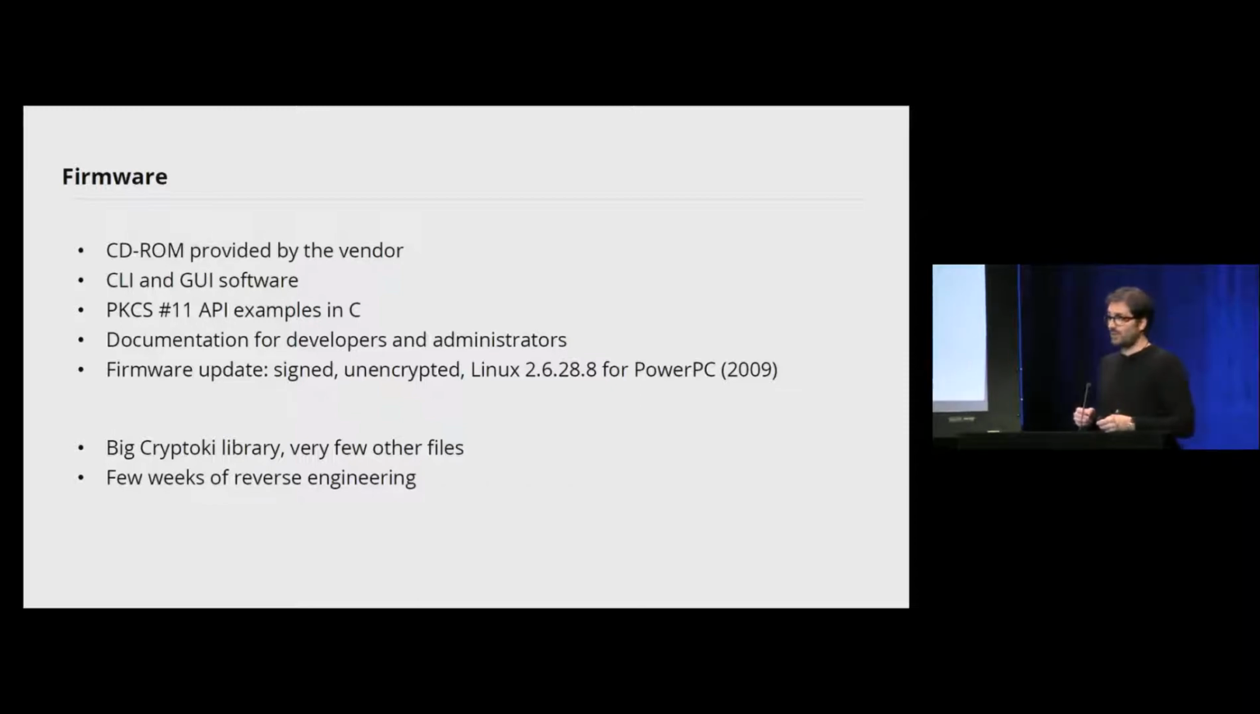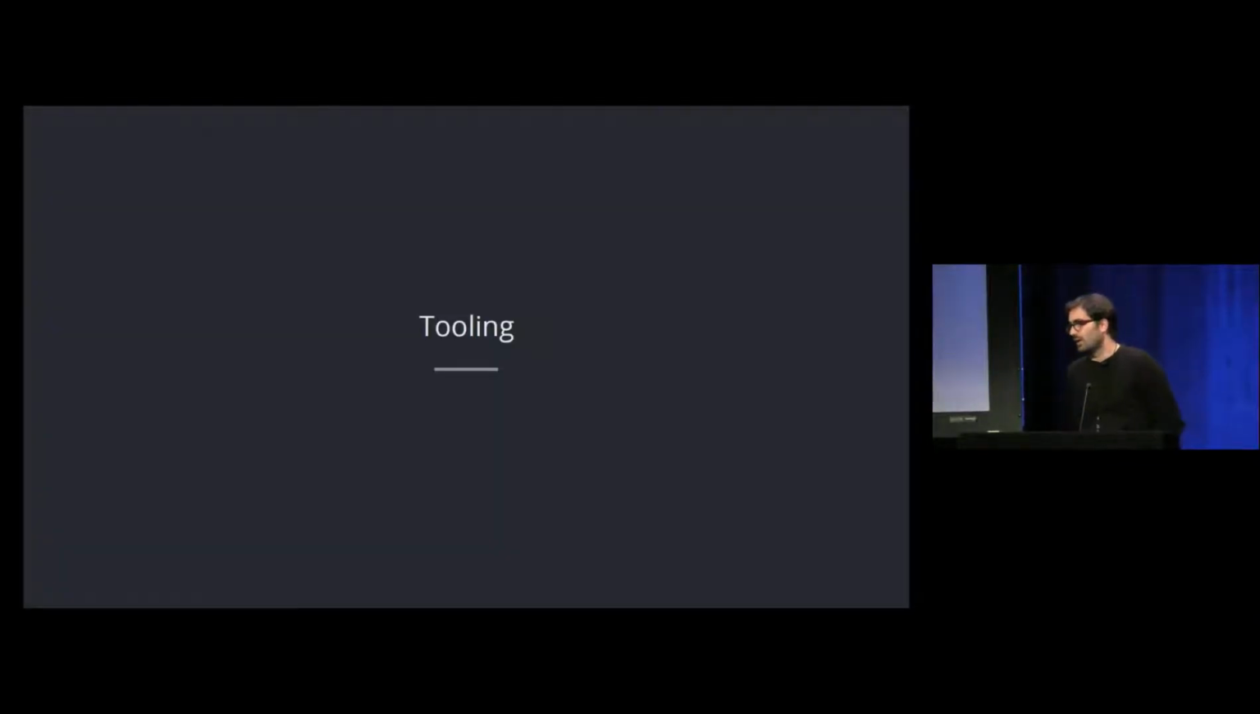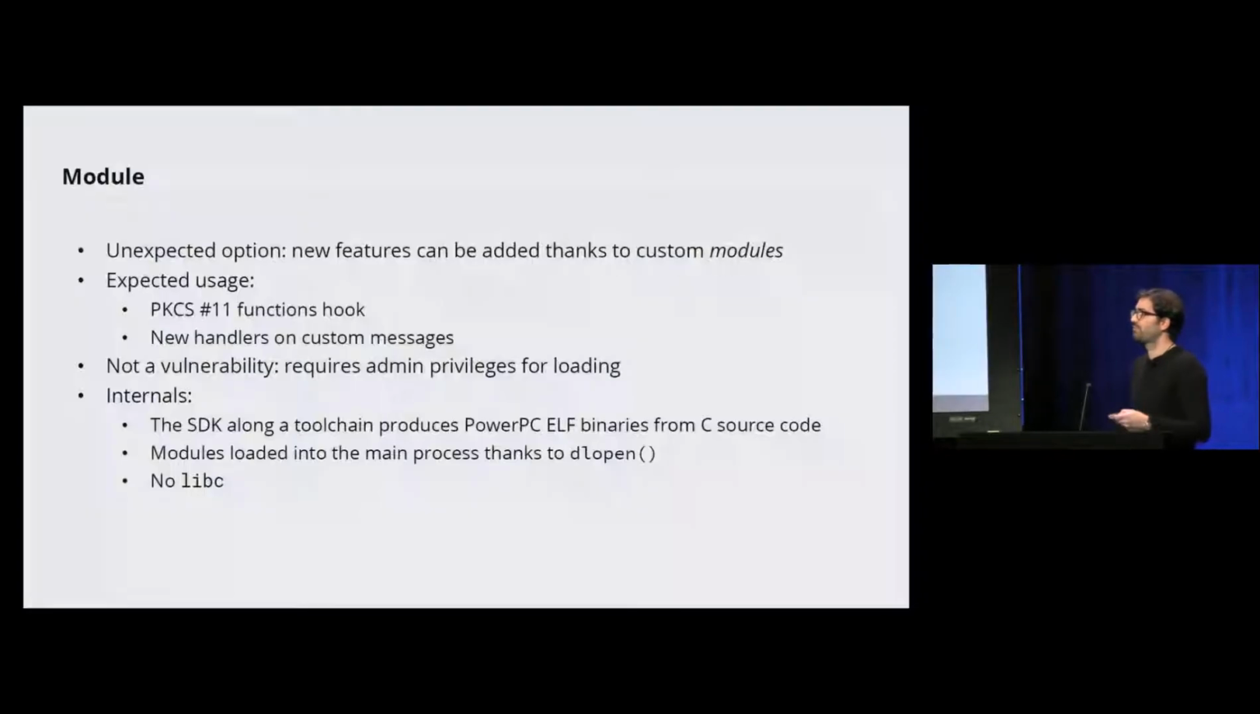It contains a big library that embedded all the cryptographic key implementation. We spent a few weeks doing reverse engineering on the library. This was not enough to get precise insight into the internals of the device. Looking at the features, we saw an unexpected option on this device: we are able to load code on it using custom modules. The usage for this is to implement new mechanisms, for example, to filter a few messages, or things like that.